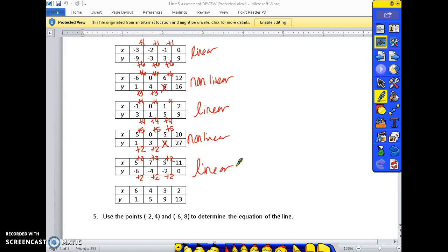In our last table, we have 6 minus 2 gives us 4. 4 minus 1 gives us 3. Even though these are different, I'm going to keep going to make sure I don't get the same rate of change in the y's. 3 minus 1 is 2. 1 plus 4 is 5. 5 plus 4 is 9. This 4 over negative 2 and 4 over negative 1 are going to give me two different answers, so that is not a linear function.